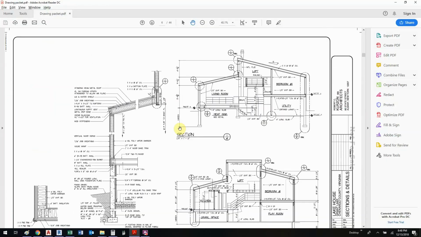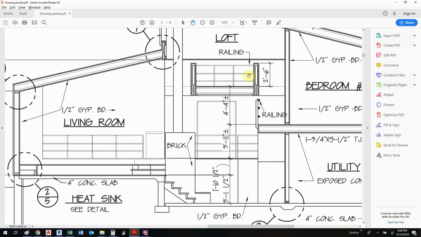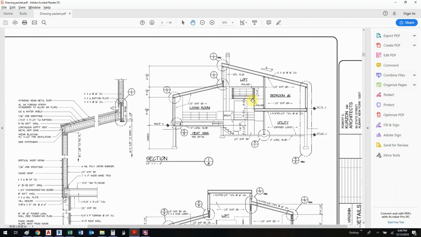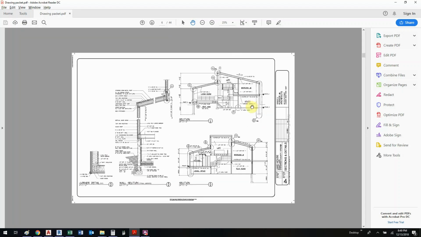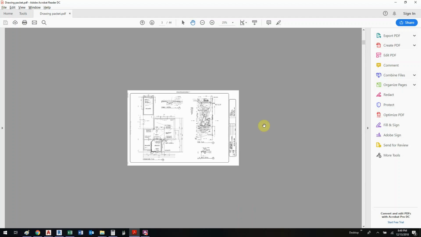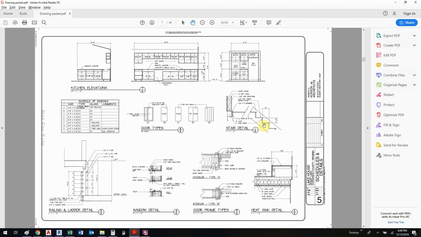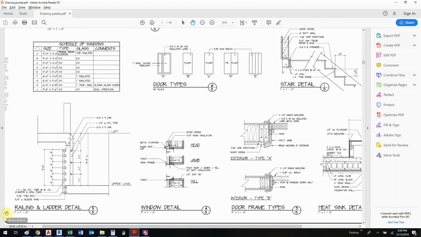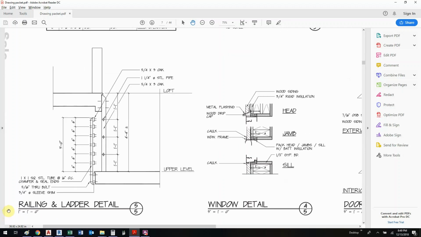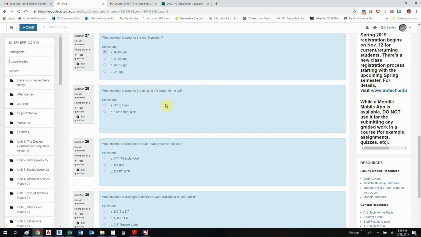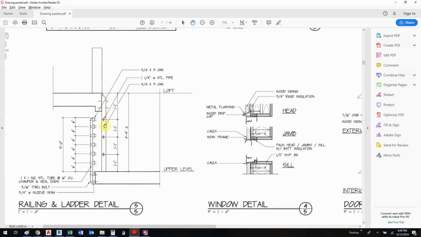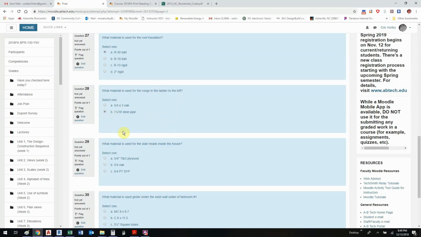What material is used for the rungs in the ladder of the loft? Here's another one that takes you a little bit. Here's the loft, rather, here's the railing. What about the ladder? Well, somewhere there's going to be a picture of the railing and the ladder detail. Let that settle for just a second. So the question is, what material is used for the rungs to the ladder? This is the handrail, this is the ladder, these are the rungs, and it is a 1 1/4 inch diameter steel pipe.